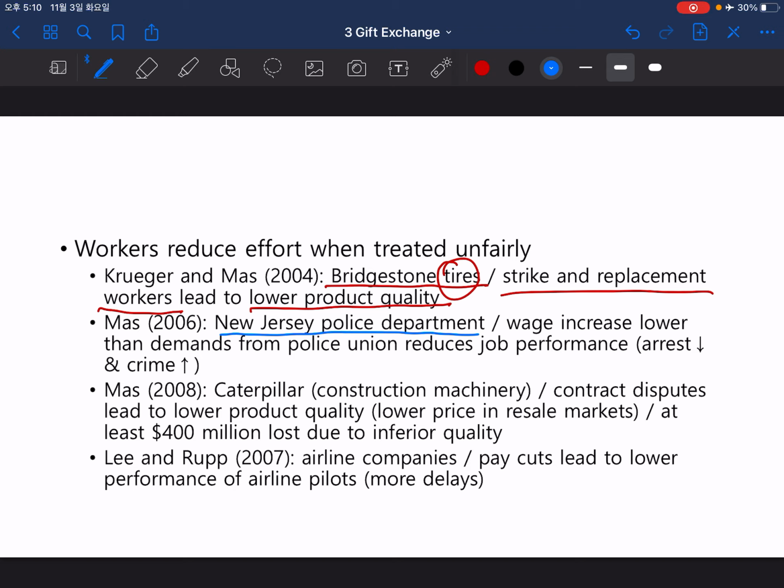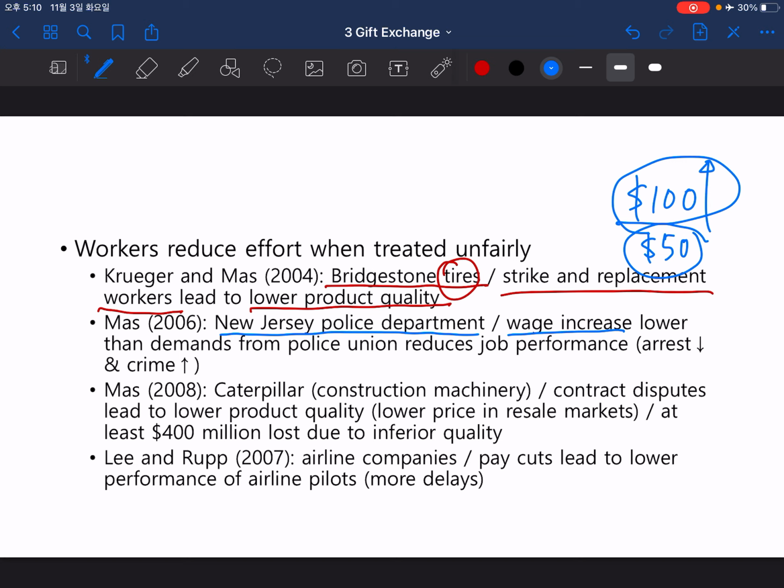So typically, a police department increases wages when the police union asks for a higher wage, but maybe this wage increase is not enough. For example, the police union asks for a $100 wage increase, but after negotiation, maybe the police department decides to increase wages by only $50. So this is a wage increase, but it's not enough when we compare the actual wage increase to the demand by the police union.